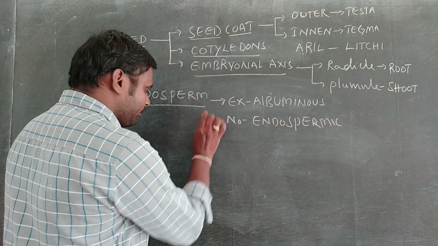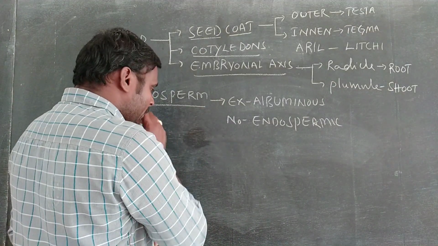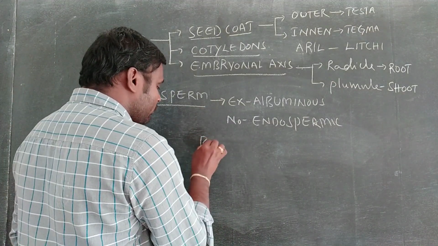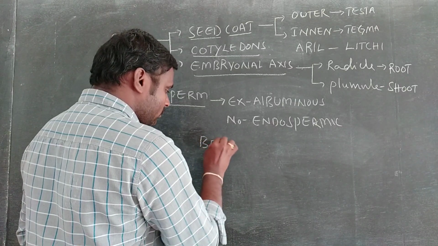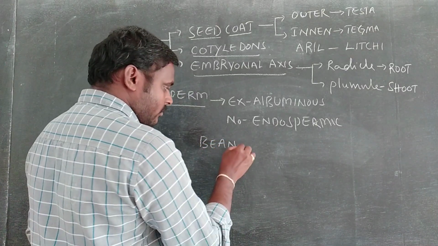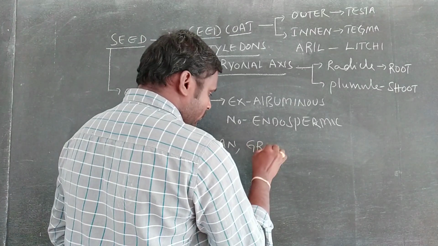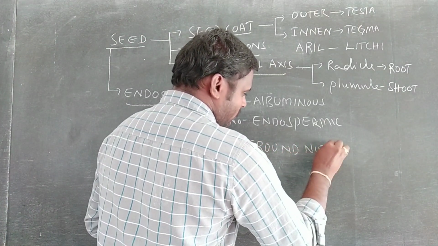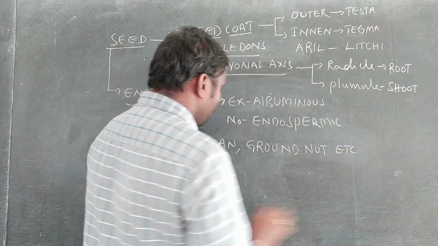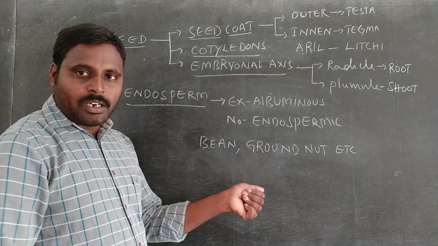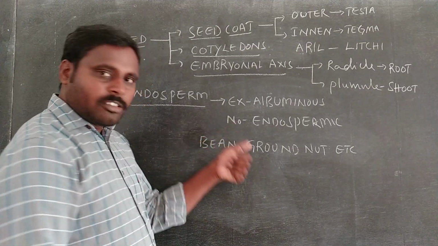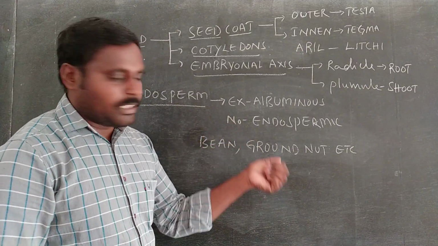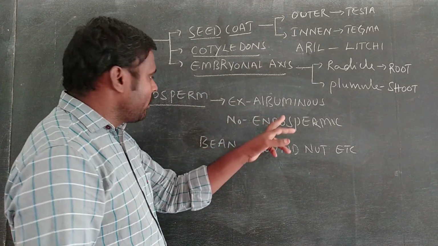Example: bean, groundnut. In these members, the endosperm is absent, hence those are called non-endospermic seeds.